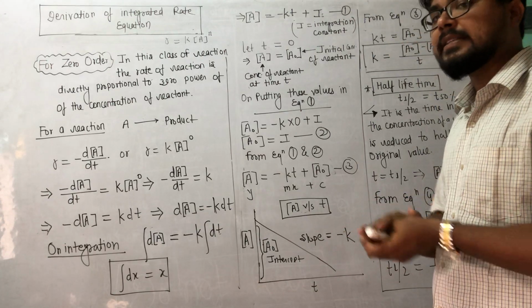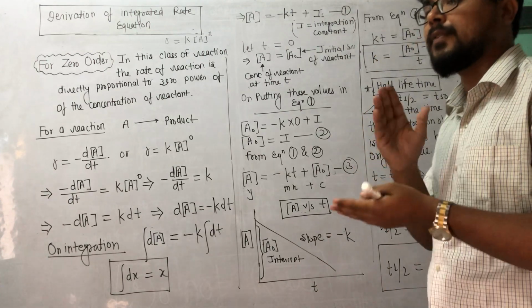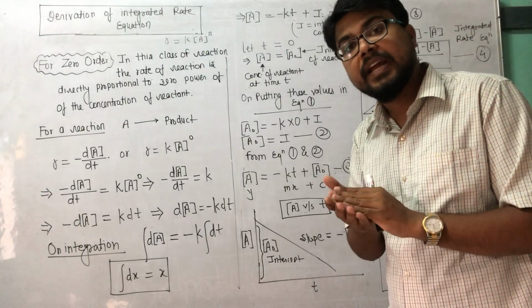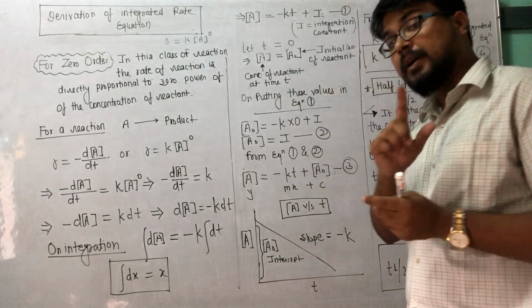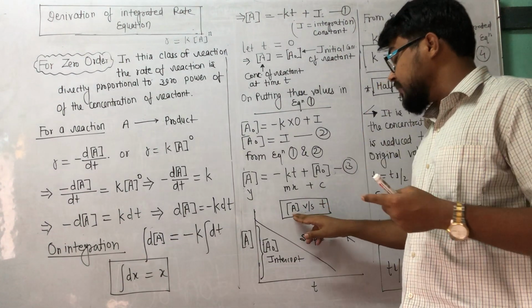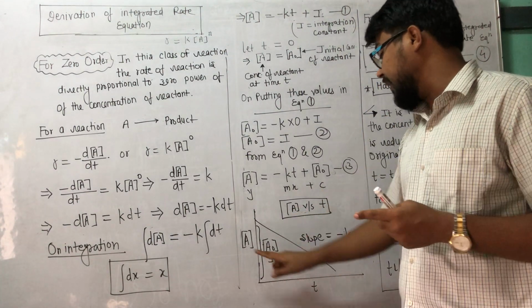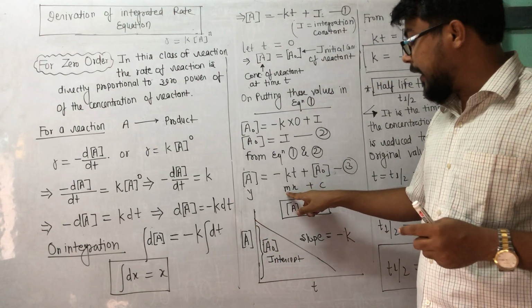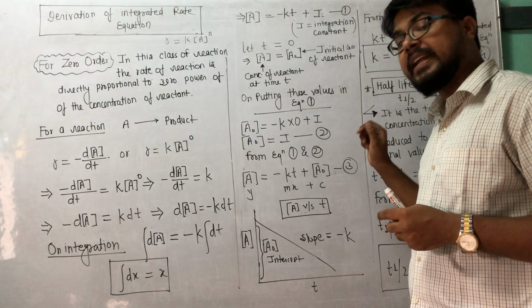In chemical kinetics, for every reaction, for zero order, for first order, we will plot a graph between concentration of reactant with respect to time. Remember it. Between which quantities? Concentration of reactant with respect to time, A versus T. Here M represents slope and C represents intercept.